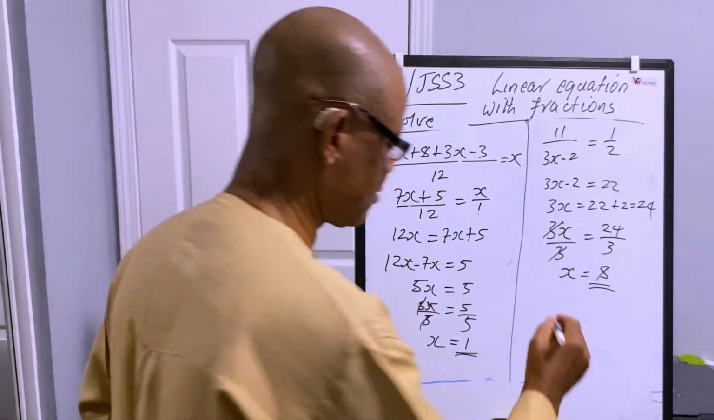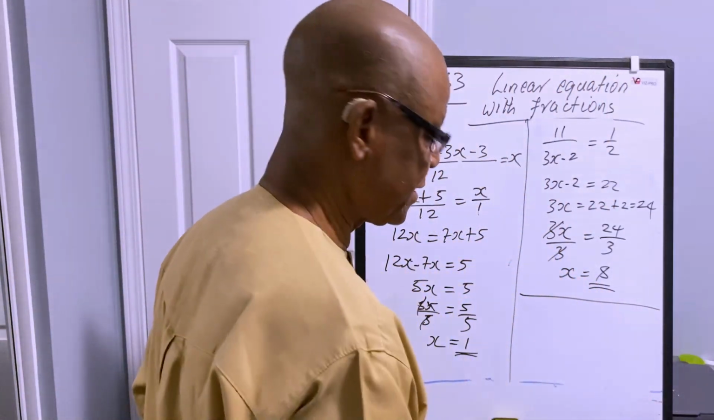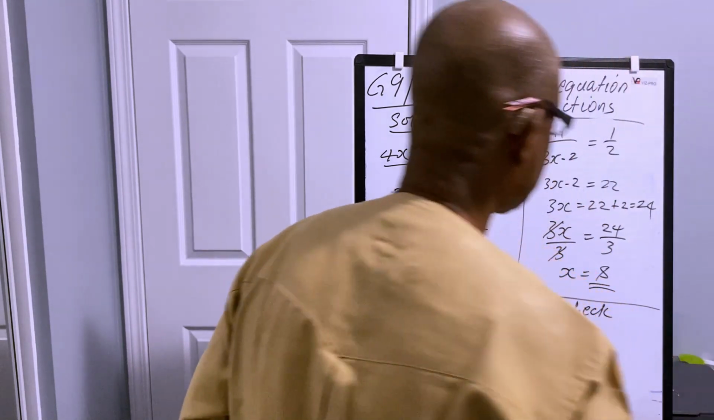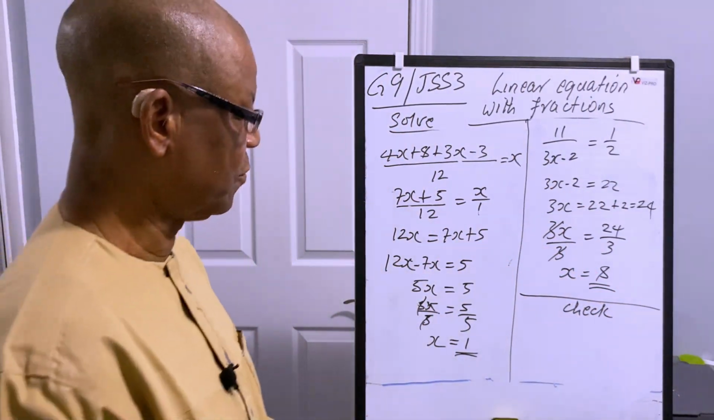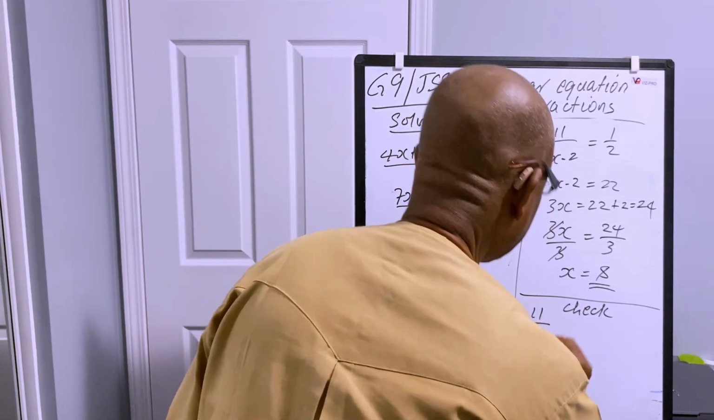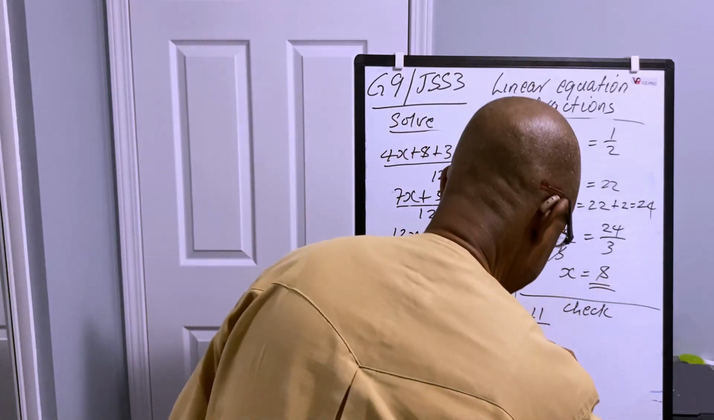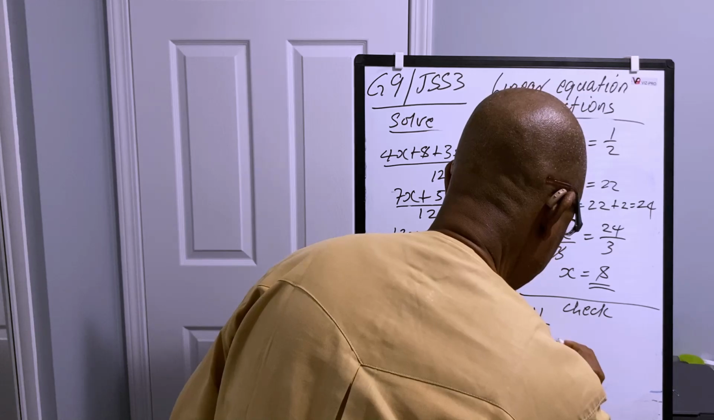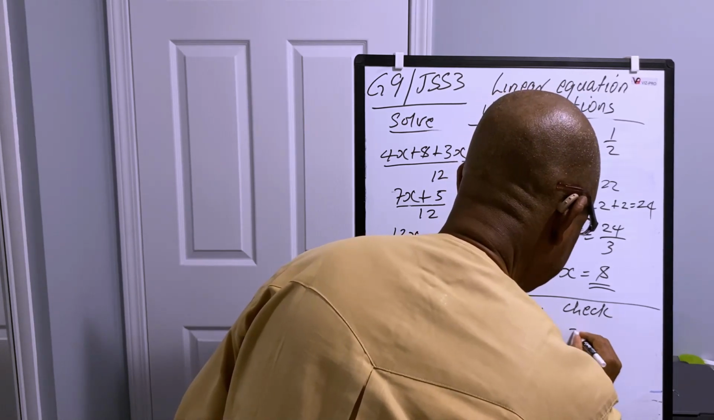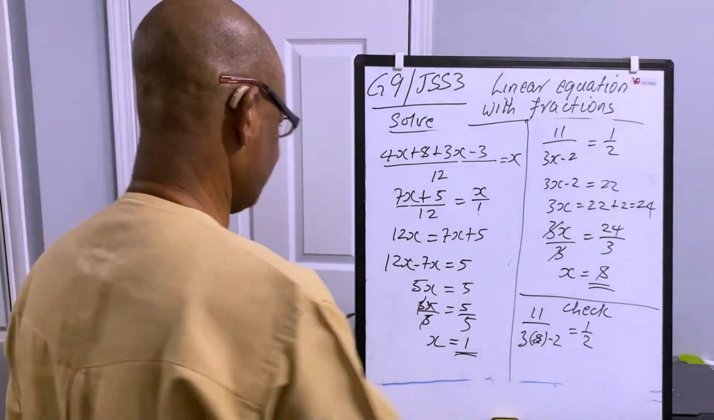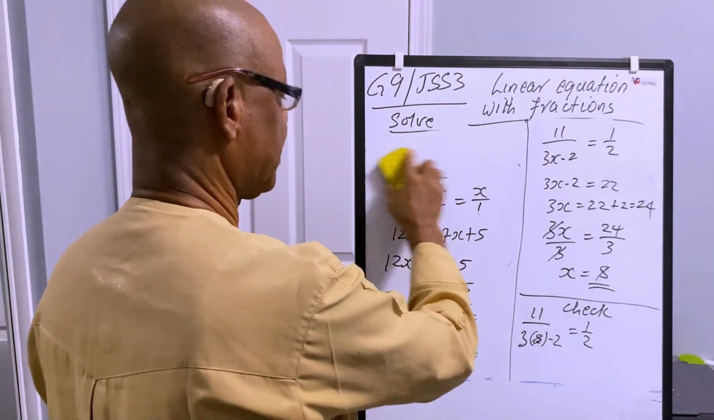What do I mean by that? It's not a part of your solution. We call it a check, which you can do in your rough work when you have finished your question to confirm your answers. We have 11 over 3 times x, and we have found x to be 8, minus 2. Is it actually 1 over 2?